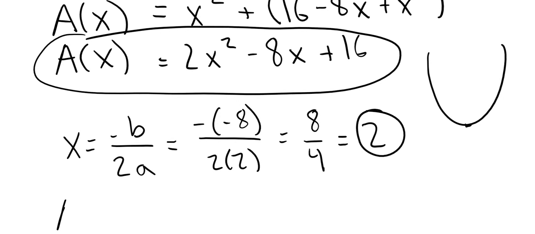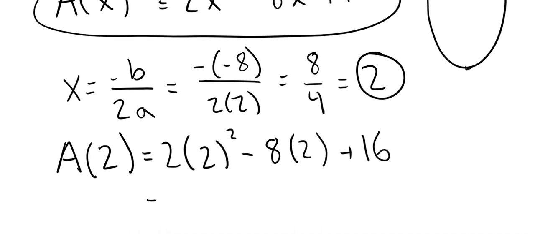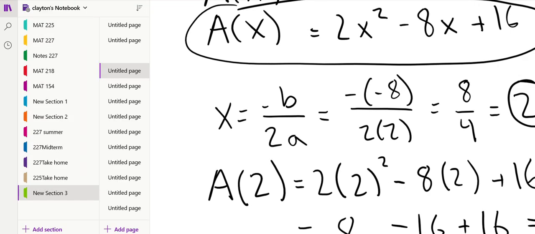And then finally, if we want the actual area, well, we should just take our 2 and plug it into our equation. So we have 8 times 2 plus 16, and this should all simplify down to 2 squared, 4 times 2, 8, minus 16 plus 16, and we should get an answer of 8.